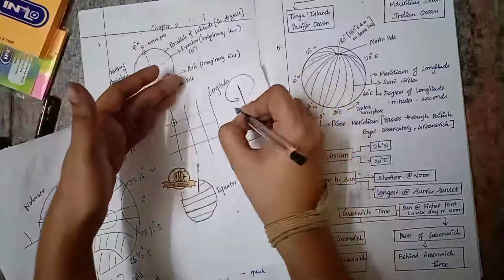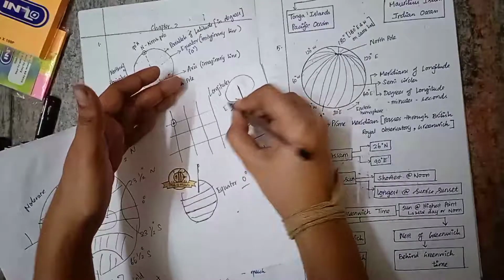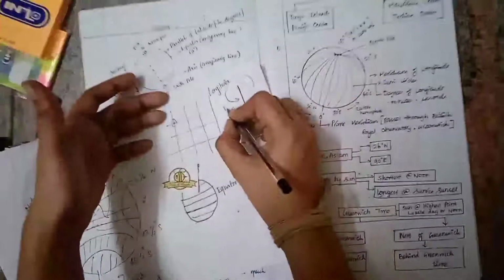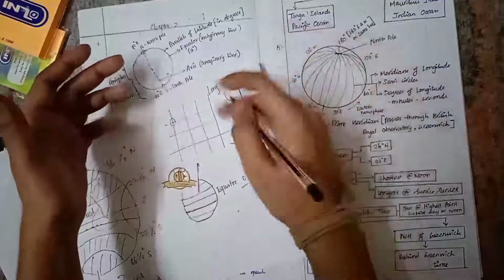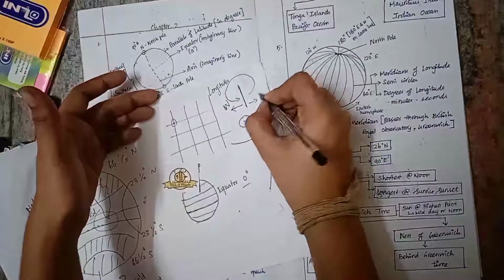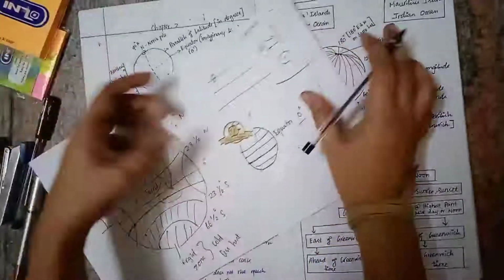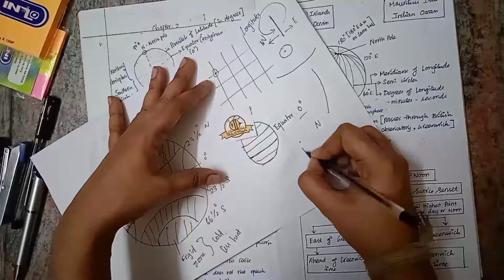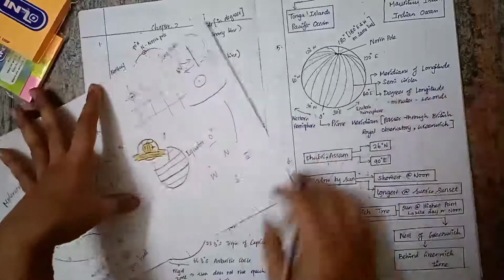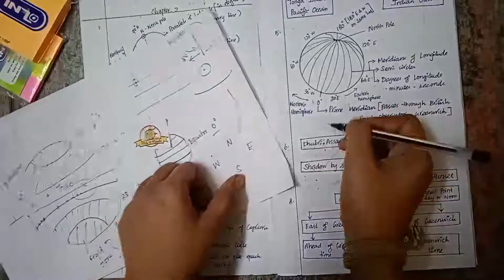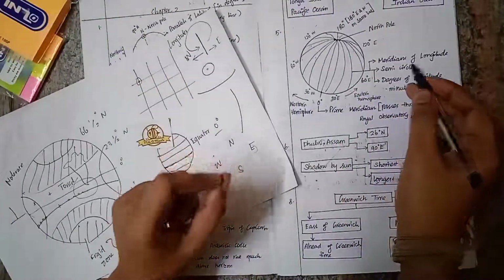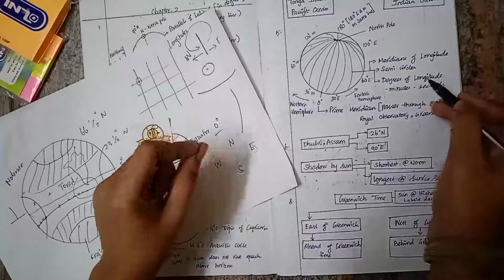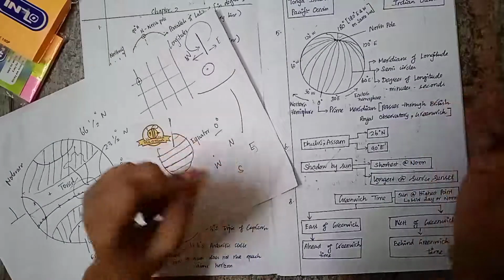The lines which are west of the prime meridian are called the western hemisphere, and on the east we call it the eastern hemisphere. So by this we get the northern hemisphere, southern hemisphere, and then the western hemisphere and eastern hemisphere. These lines are called meridians of longitude. They are semicircles and they are also measured in degrees of longitude, then minutes, then seconds.